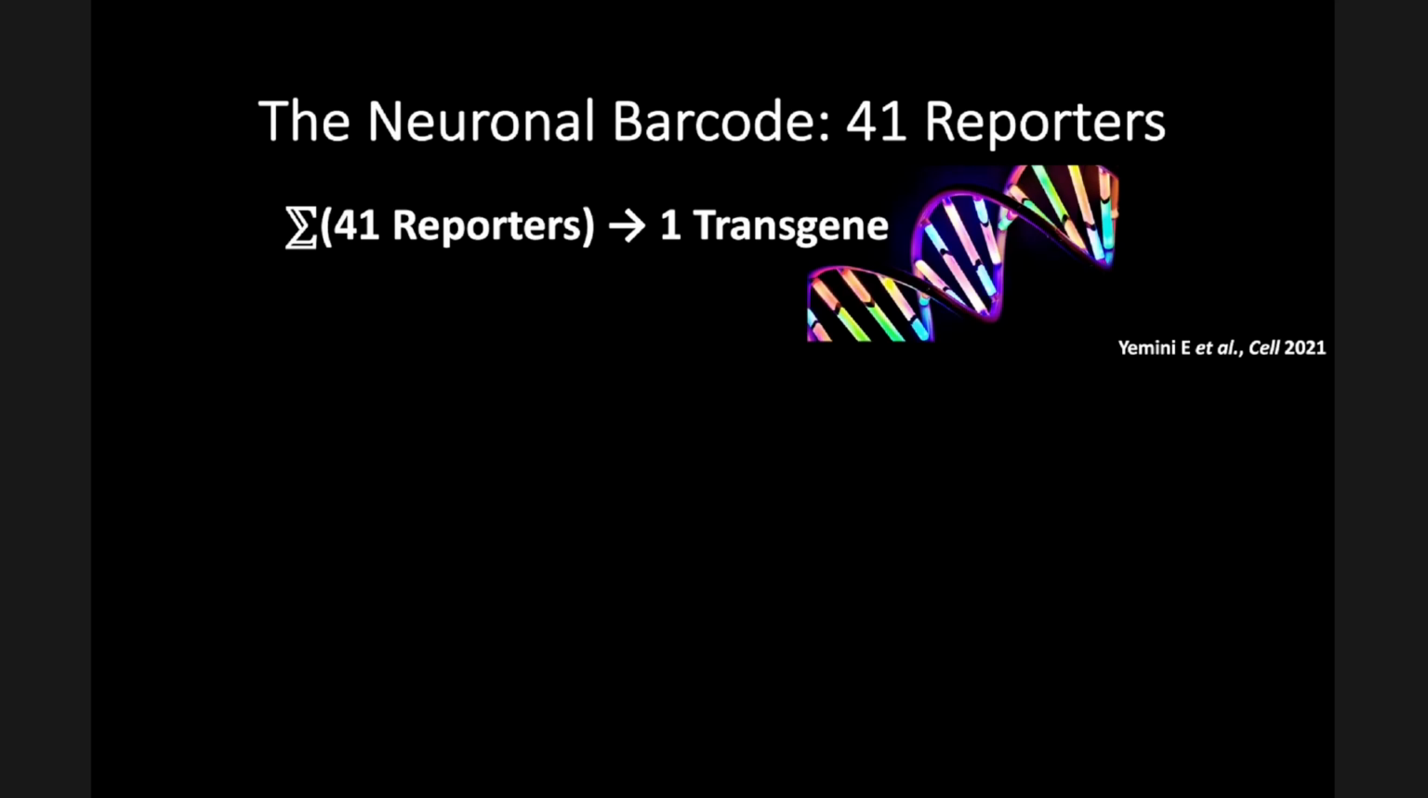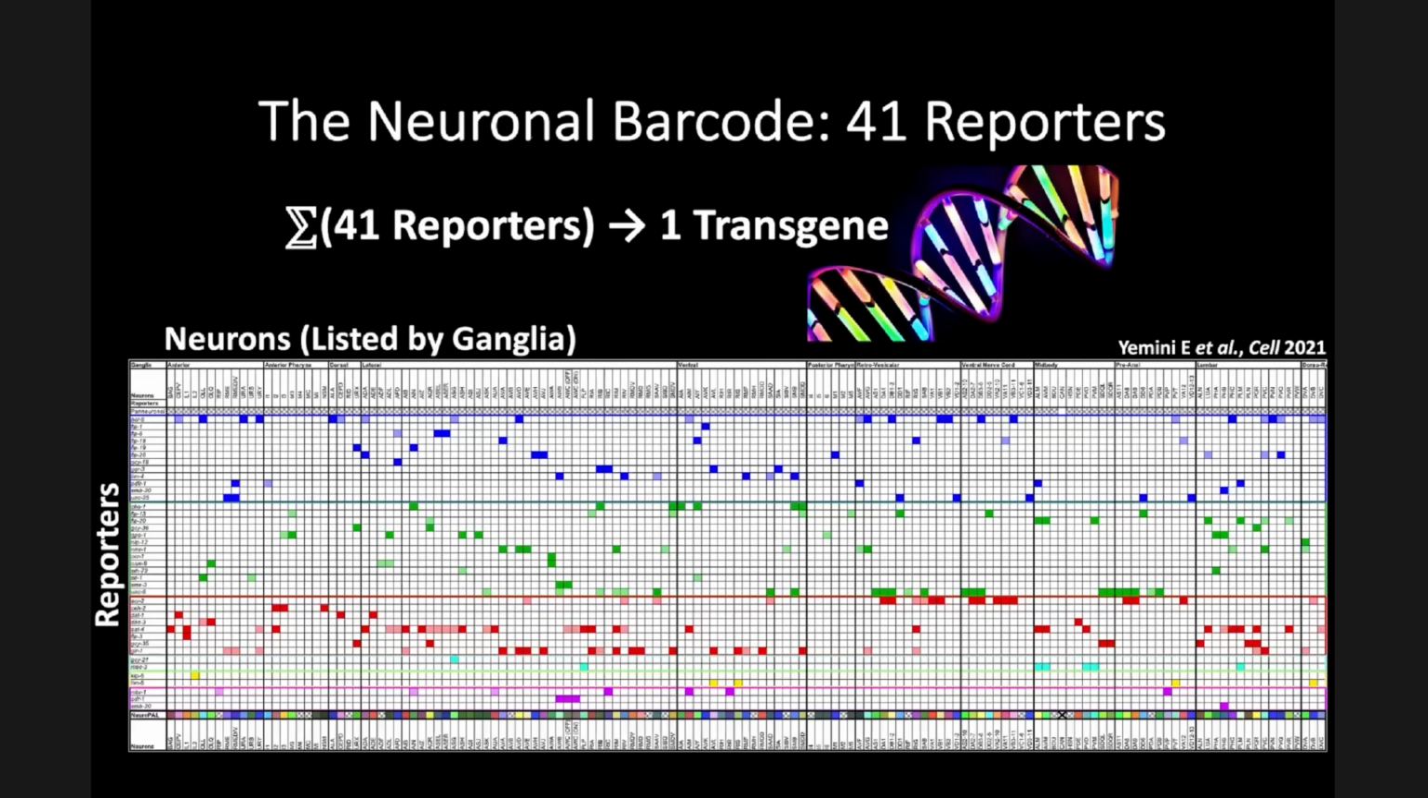right? And what I want to just tell you is, well, I'll get to the punchline in a second. This is what they look like. So here are the 41 different reporters that I used in rows here, with the pan-neuronal reporter on top. And these are the different neuron types in the worm listed by ganglia. And here, these thick lines separate different ganglia. What I want you to notice is this bottom row here.